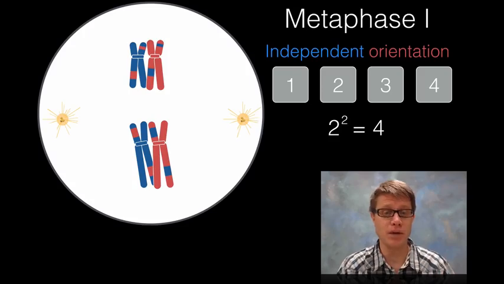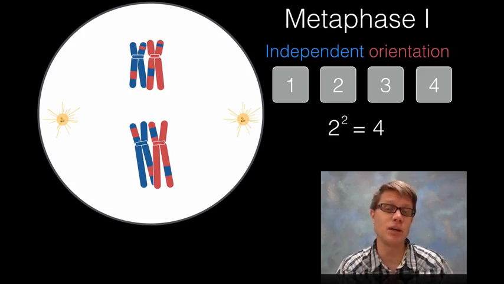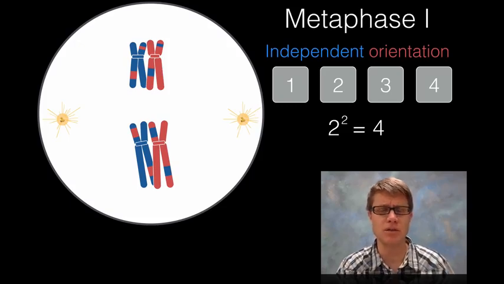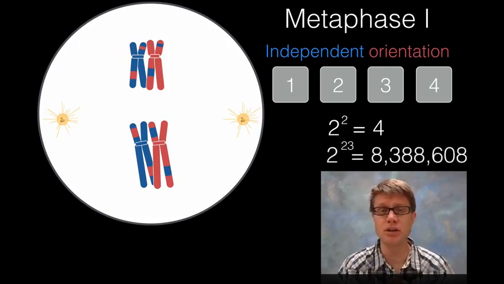So how many are there? We would say 4. What if I had 3 here? Then there would be 8 ways that they could arrange themselves. Still doesn't seem like much variation. But remember, in humans, we have 23 chromosomes. And so there are over 8 million ways that all those chromosomes could independently orient themselves during metaphase 1.